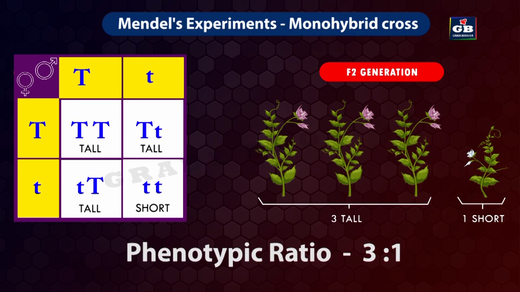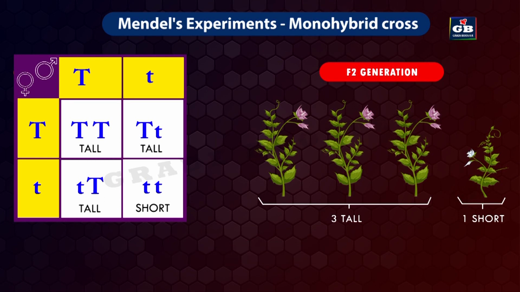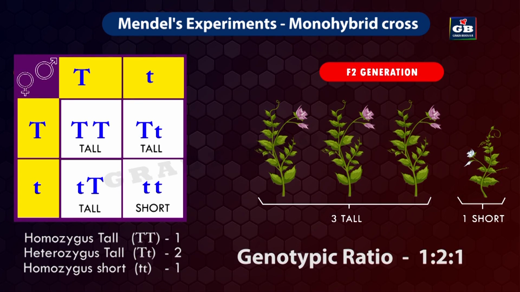If we look at the genotypic ratio of the F2 generation, genotypic ratio means the combination of alleles that they have for a trait. Here 1 capital T, capital T means both the alleles are of same type, that is tall. So it is a homozygous tall. Homozygous means having both same type of alleles. So it is a pure breed tall pea plant.